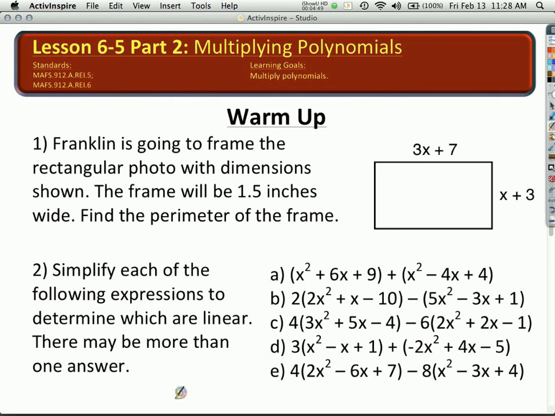Number one only, I got students 5, 14, 4, and 21. Student number 5, what do you say? 8x plus 32. Student number 14, what do you say? I got 8x plus 32. Student number 4. 8x plus 32. Student number 21. The answer that I was looking for was 8x plus 32.